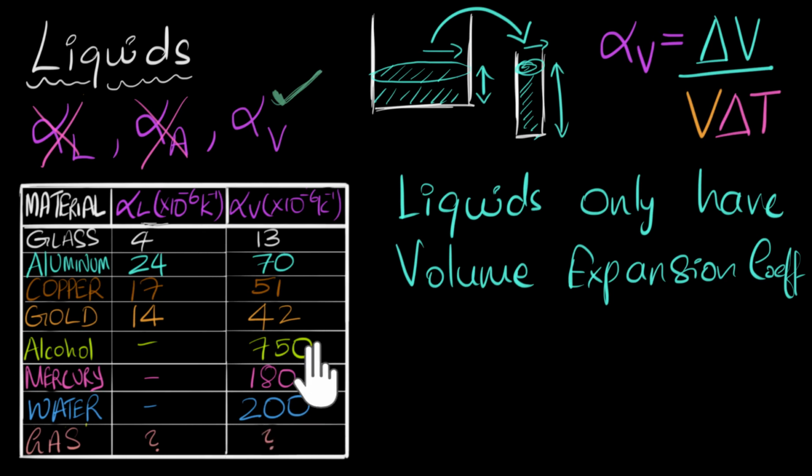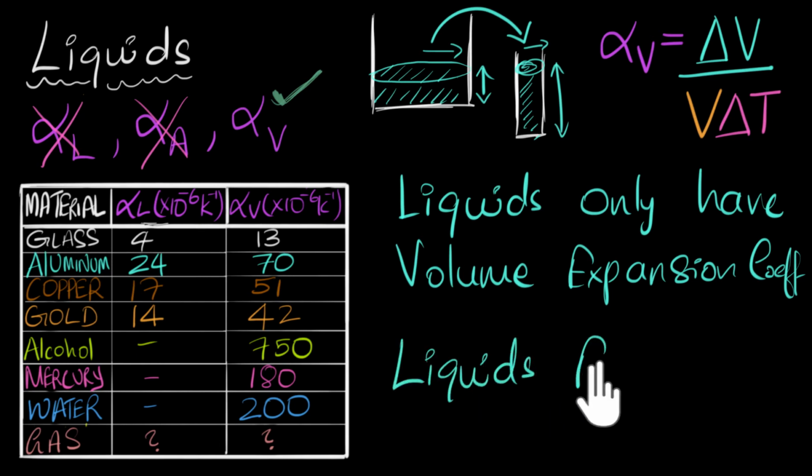But another thing which we can see from this table is that look at the values of alpha V. They are incredibly large compared to that of solids. They are huge. So that's another thing we can note. This means that when you heat liquids, they expand much more in volume compared to solids. So we could say liquids expand more than solids.